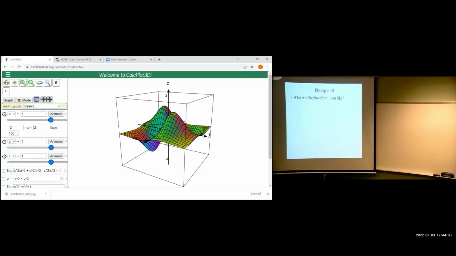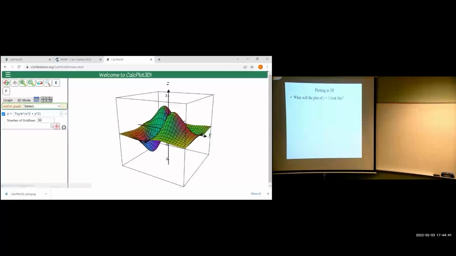So in Calcplot 3D, and for those of you at home, if you haven't brought it up, you can just search for Calcplot 3D. It'll be one of the very first options. And this is always the standard graph that comes up, okay? And the equation for it, you can see over here on the left-hand side.